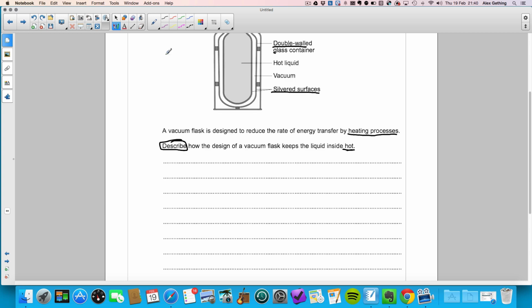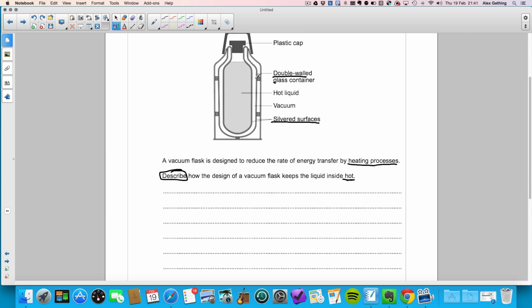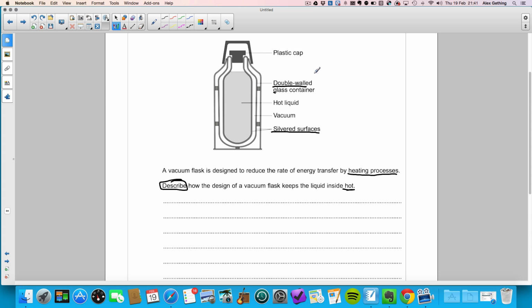Okay, so this flask has lots of features that I'm going to try and mention. We'll talk about the plastic cap, and it is worth, by the way, just sketching out a little bit of a plan before you dive in. We'll talk about the fact that we've got this glass container, the plastic cap, the glass container. We will also mention the presence of the vacuum, because that's going to be important in terms of keeping that heat in. And we're also going to mention the fact that we've got these silvered surfaces.